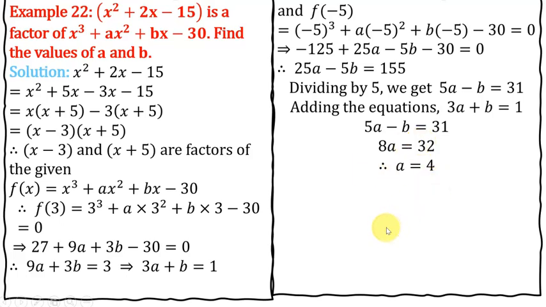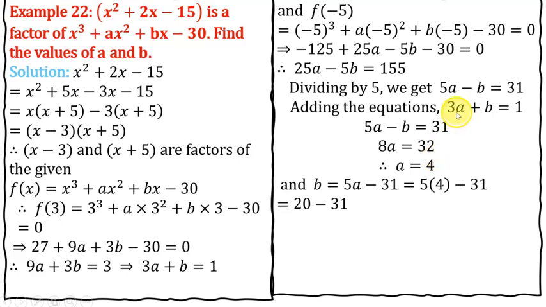Okay. Next, put the value of a, that is equal to 4, in the equation 5a minus b is equal to 31. If we shift this minus b to the right hand side, it will become 5a minus 31 is equal to b. b is equal to 5a minus 31. Substitute the value of a, 5 into 4, that is 20 minus 31. And hence here, the value of b is minus 11. And hence, finally the answer: a is equal to 4 and b is equal to minus 11.